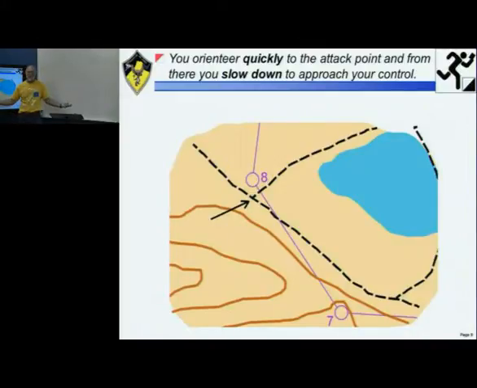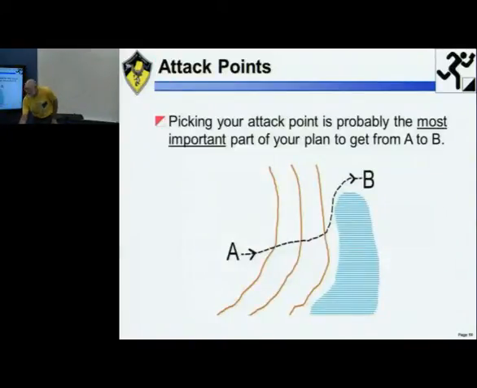How much do I need to use the compass for that? Not a lot, right? You just need to get oriented, make sure you're going the right way on the road, going the right general distance. And then when you get to this feature, that's the time you're going to slow down and be a little bit more careful about how you approach the control. Okay? So picking the attack point is probably the most important part of getting from A to B.